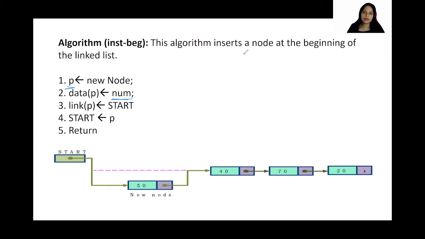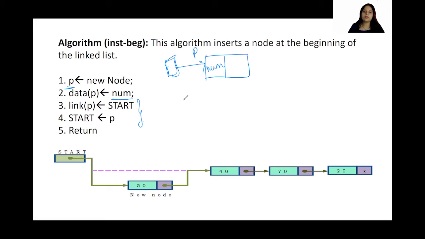Okay, so while doing that, I'm creating a node called P and I'm going to store my number over here. And then link of P, I'm going to say start. So this is nothing but start. I'm going to attach this to the start and start is going to have a link to the P. These two lines are nothing but attaching this particular node to my start node.